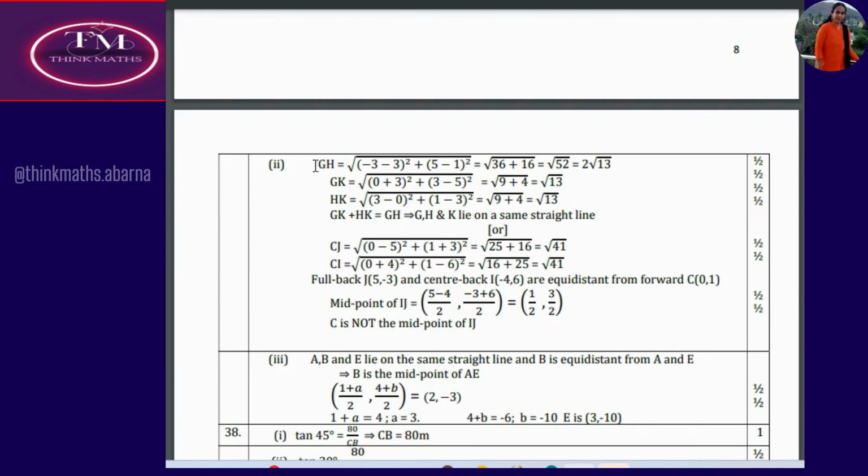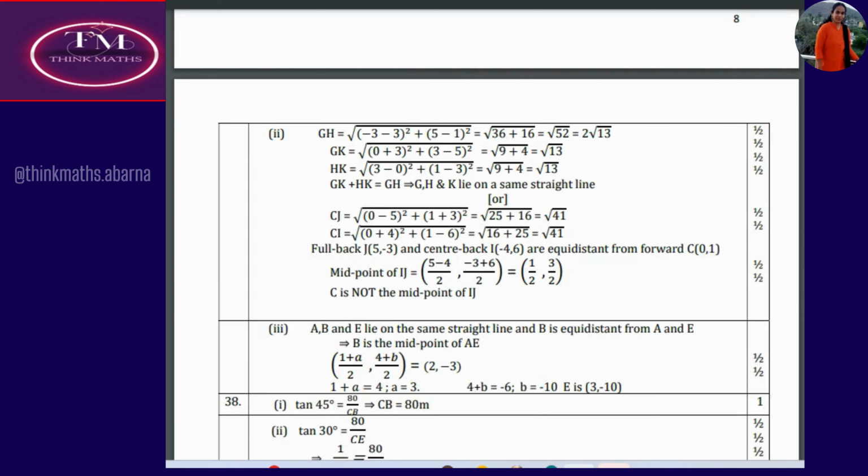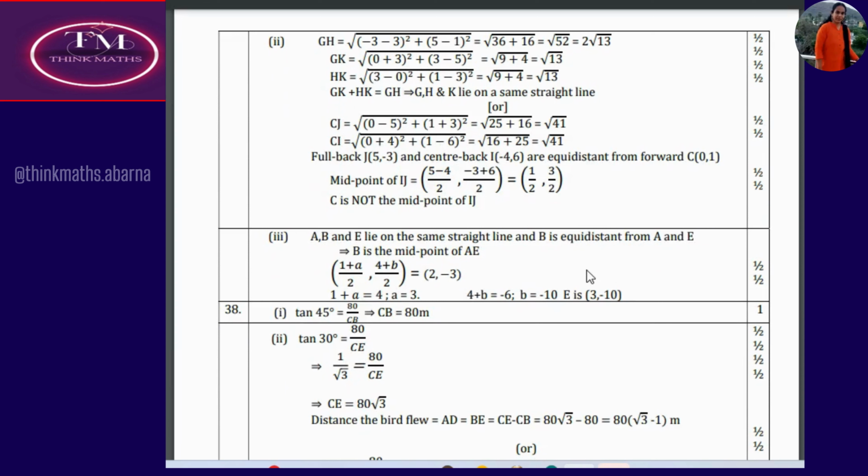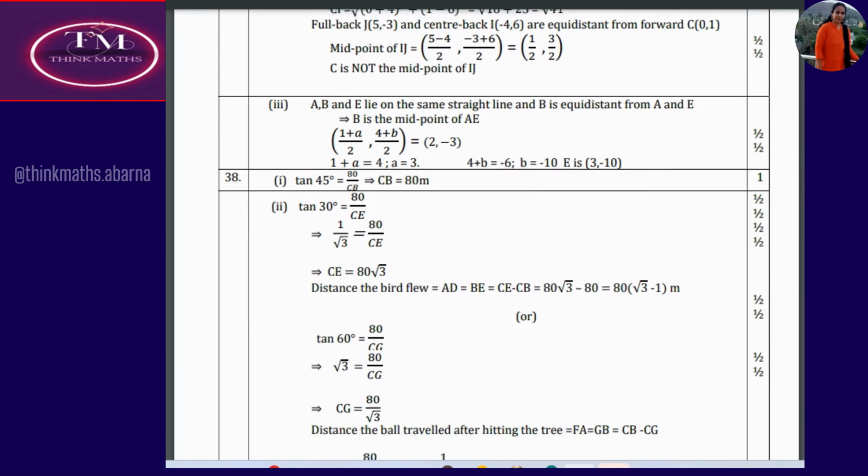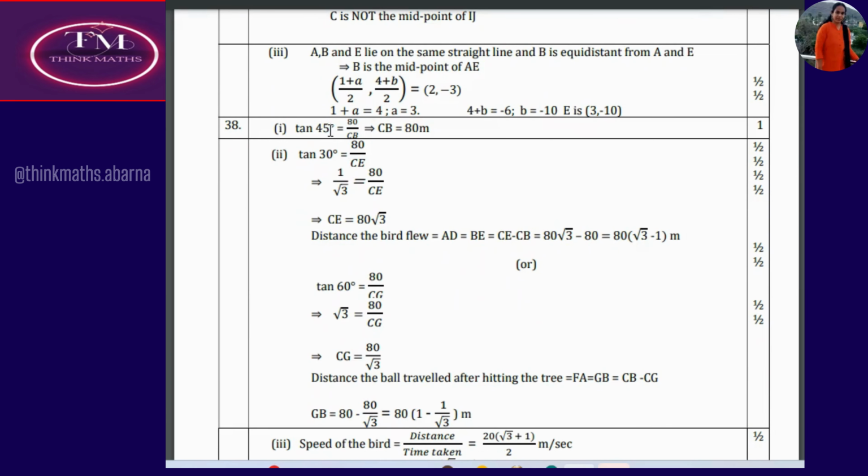So if you find out GH half mark, GK half mark, HK half mark, then if you prove it, you will be getting half mark. Next in the same way for the next part, for each step, you will be getting half of marks. So third one is 1 mark question. So write the formula, you will be getting half mark and find out the solution, you will be getting half mark.